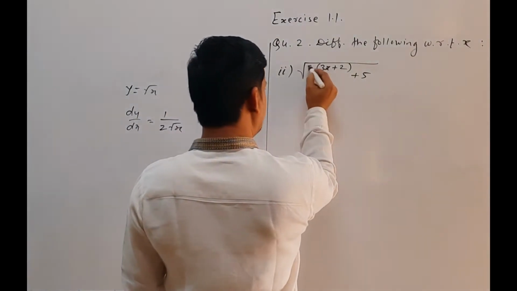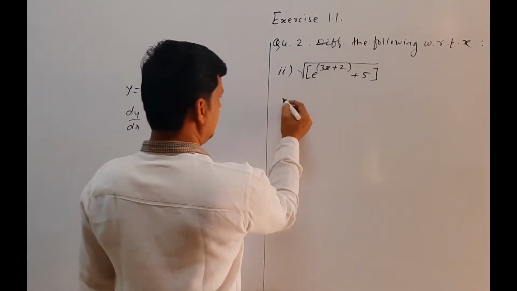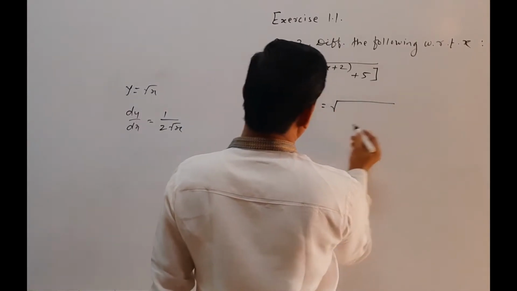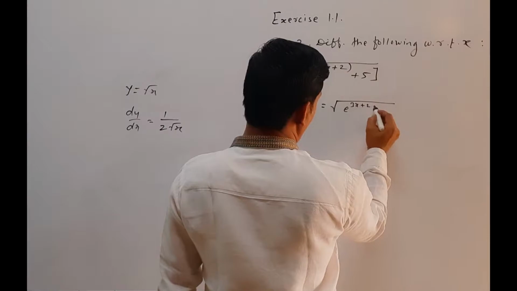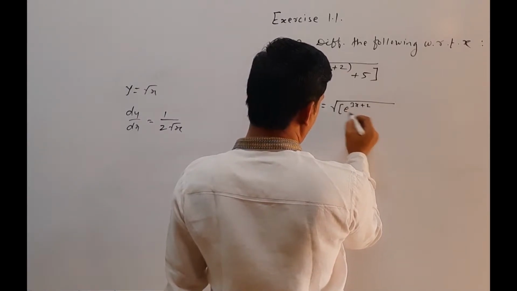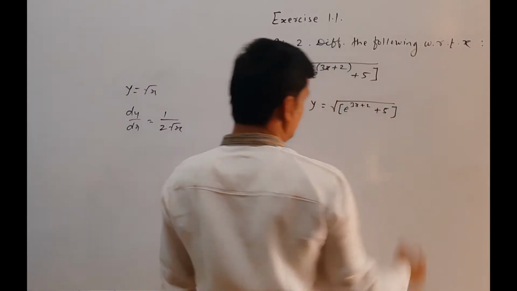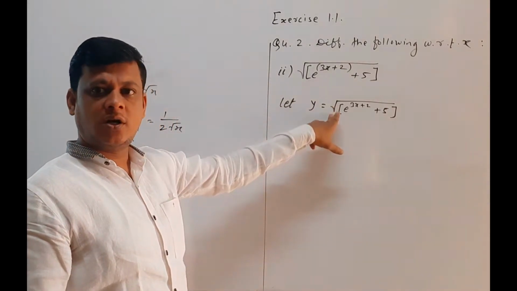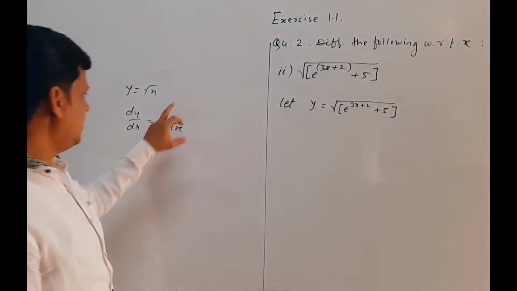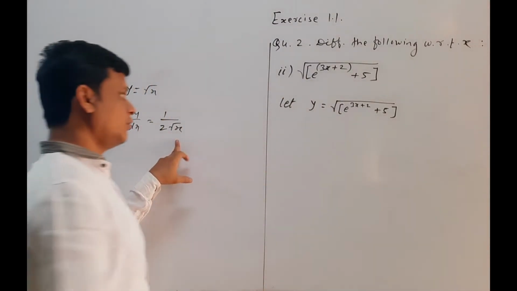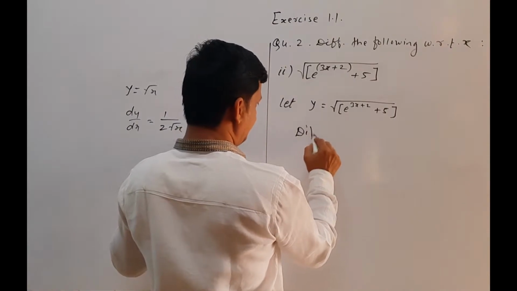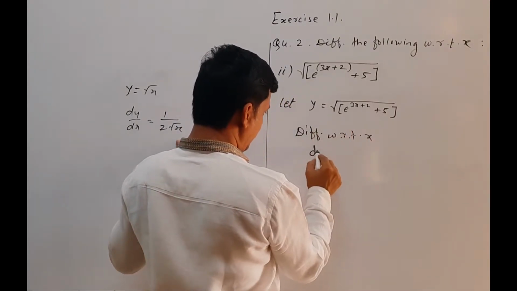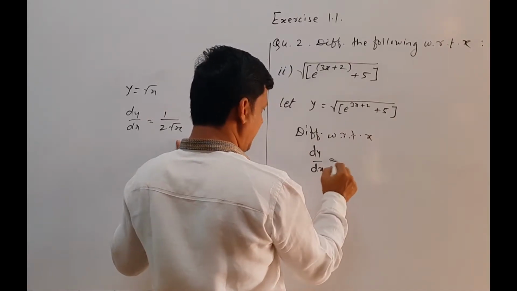So this is a composite function. So we write this as let y is equal to root of e raised to the power 3x plus 2 plus 5. So we differentiate this outer function. Here the outer function is root, so we write that in the form 1 upon 2 root. So we write here differentiate with respect to x. Now we write the derivative of y with respect to x as dy by dx.